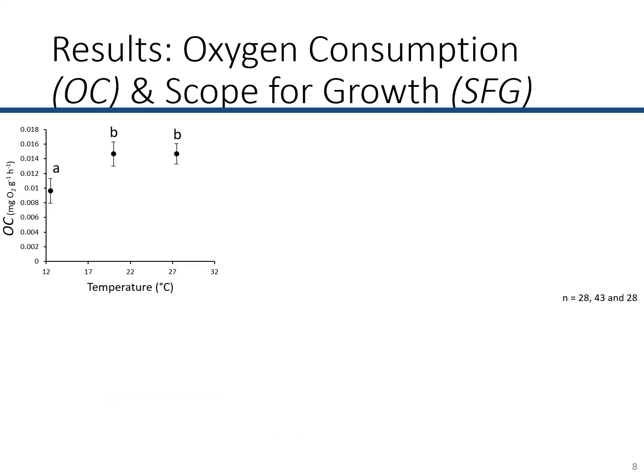Now let's hop over to oxygen consumption rates and scope for growth. So OC, oxygen consumption, increased significantly from 12.5 to 20 degrees Celsius and plateaued thereafter. Also, OC increased significantly from 15 to 25 centimeters per second chamber velocity.